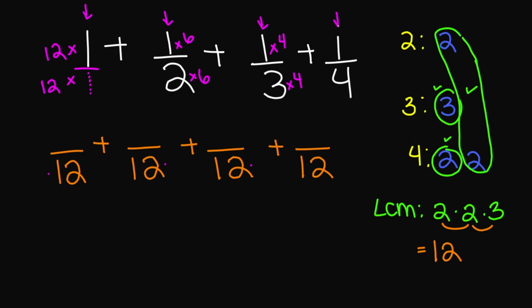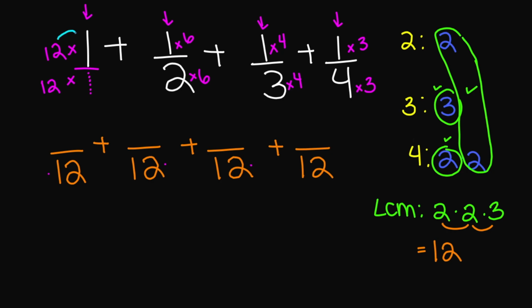And then my 1 over 4, what number times 4 is going to give me 12 in my denominator? And that's going to be the number 3. 3 times 4 is going to give me 12 in my denominator. So that's perfect. I'm going to multiply top and bottom here by the number 3. So now let's go ahead and multiply.